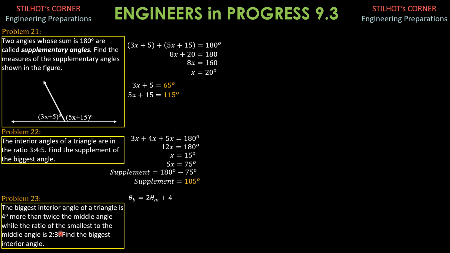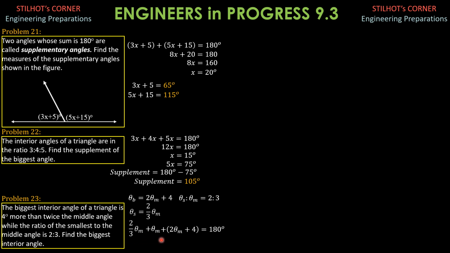While the ratio of the smallest to the middle, 2 as to 3: theta small as to theta middle equals 2 as to 3. So theta s over 2 equals theta m over 3. Therefore, theta s is 2/3 of theta m. Adding the angles, smallest 2/3 theta m plus middle angle theta m plus biggest angle 2 theta m plus 4 equals 180 degrees, the sum of the angles of a triangle.